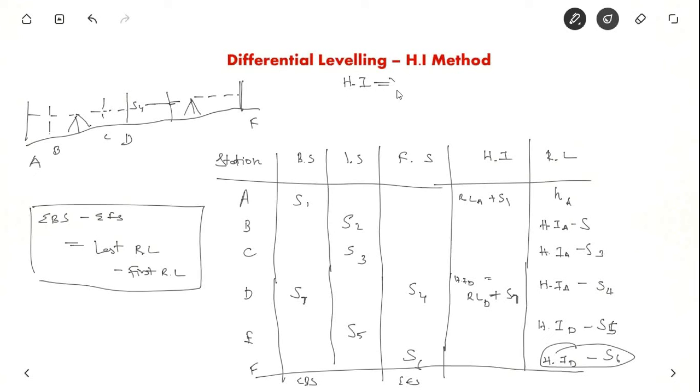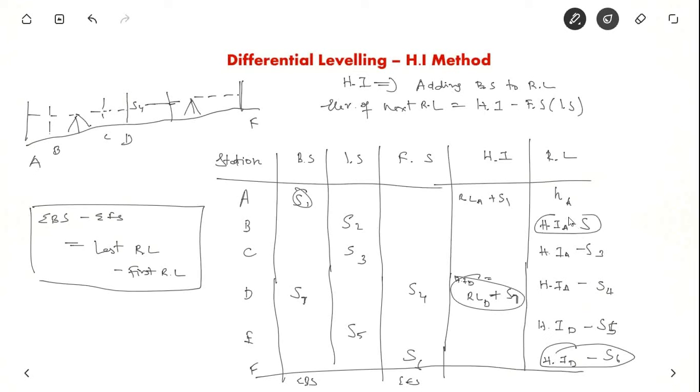So you need to know just 2 points. Height of instrument is nothing but adding backside to reduced level. So here you have RL of A, reduced level of A plus backside S1, reduced level of D plus S7. So you have height of instrument. Elevation of next reduced level is nothing but height of instrument minus foreside. If you have intermediate side, you can replace foreside by intermediate side.